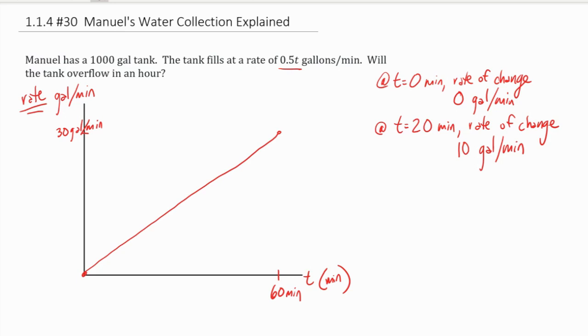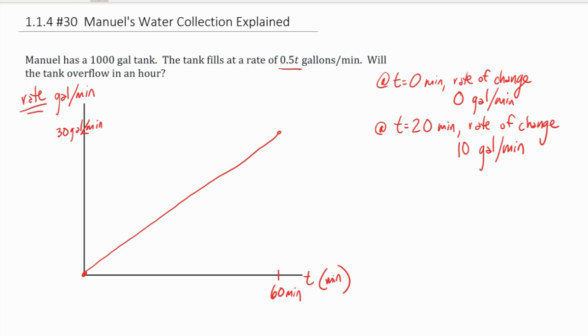A lot of students tend to try to graph what the total amount of gallons is immediately, but I would recommend you not do that. Just graph exactly the equation you're given and just change your y-axis to be what makes sense in the context of the problem. So in this case, the y-axis is rate. It's the number of gallons per minute that water is entering the tank.